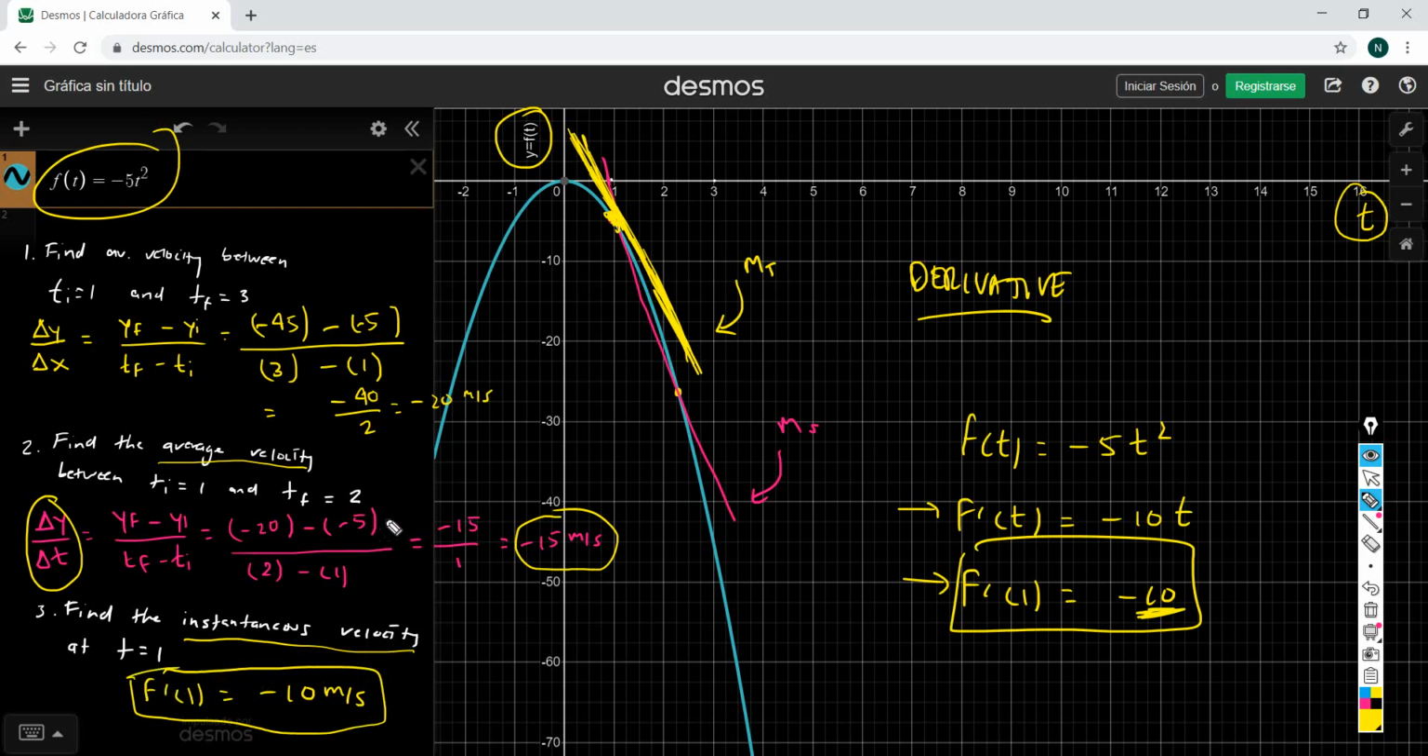And that's how you get the instantaneous velocity of a particle if you know its function of position. If you know the position of such an object with respect to time, what you have to do is get the derivative of such function, evaluate the derivative at the time that you want to find the instantaneous velocity, and the thing that you get will be the instantaneous velocity of such particle.